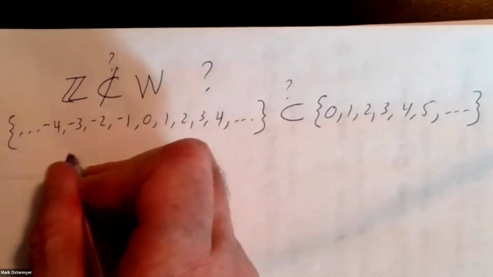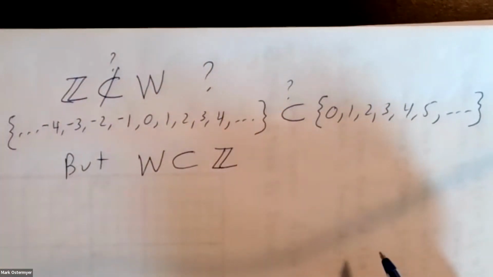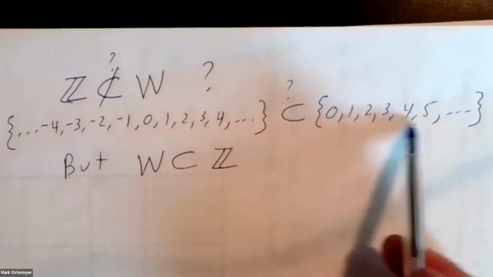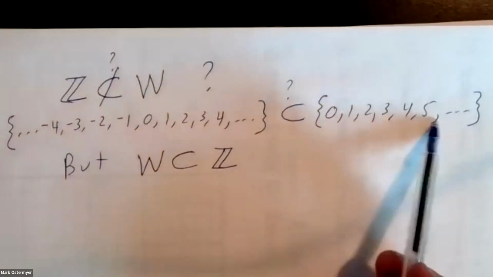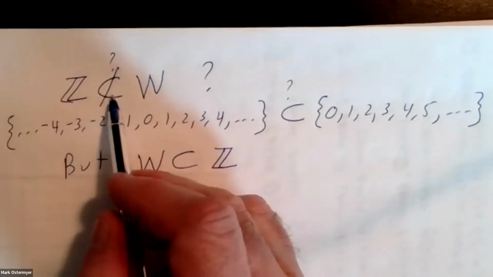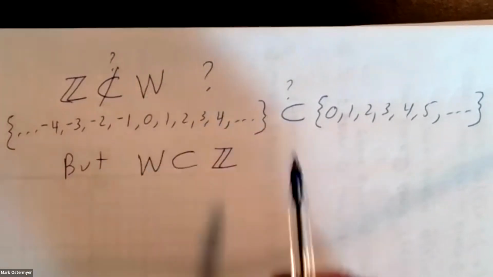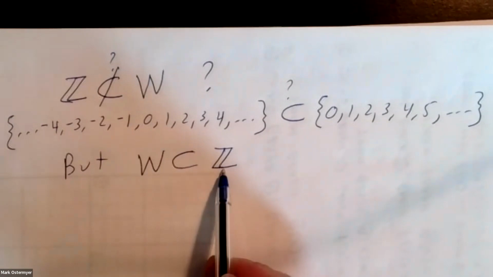Is the set of whole numbers a subset of the set of integers? If I spin it around, is every element in the set of whole numbers also in the set of integers? The answer is yes, it is. This is true. So I'm going to say the set of integers is a subset of the set of whole numbers is a false statement. But to say the set of whole numbers is a subset of the set of integers is a true statement.